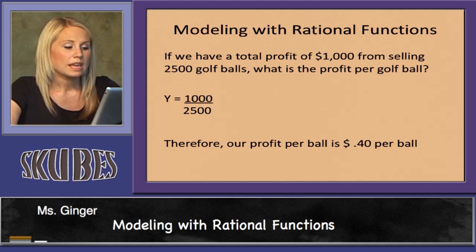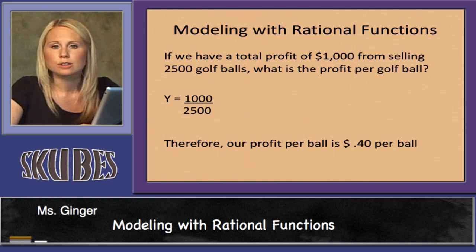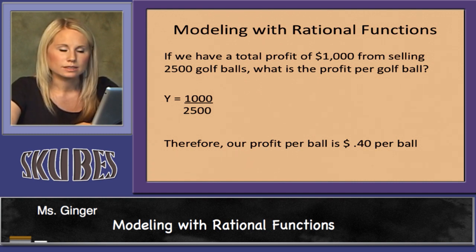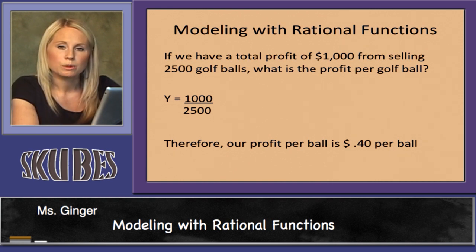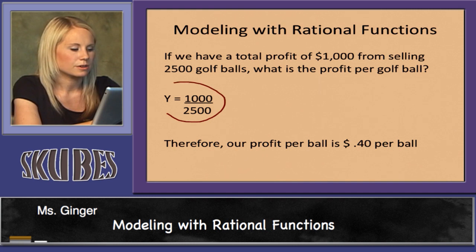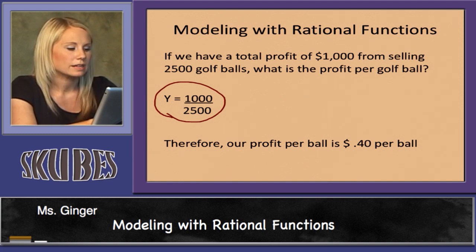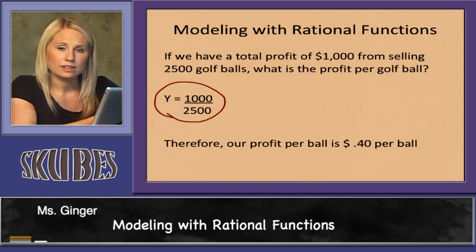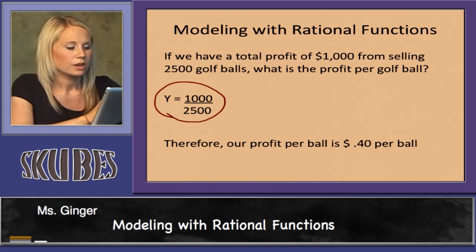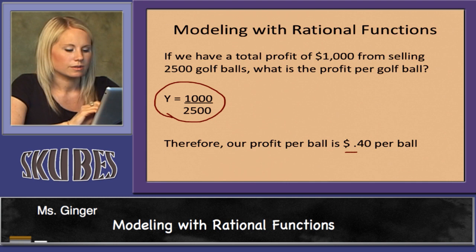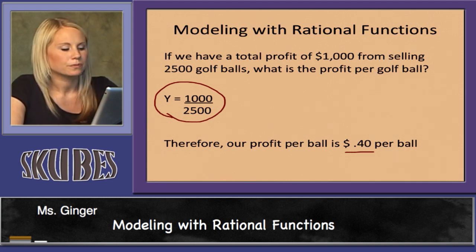Okay, so let's assume that in a certain month for our company, we earned a profit of $1,000, and we knew that we had sold exactly 2,500 golf balls. So if we knew those two things in our rational function, we would put them both in these locations here. 1,000, remember, is our total profit, and then x on the bottom, the denominator, represented how many golf balls that we sold. So we're going to put that there. And that would go ahead and give us the answer that month for our profit per golf ball. So if we divided that, we can see here that we earned 40 cents per ball.